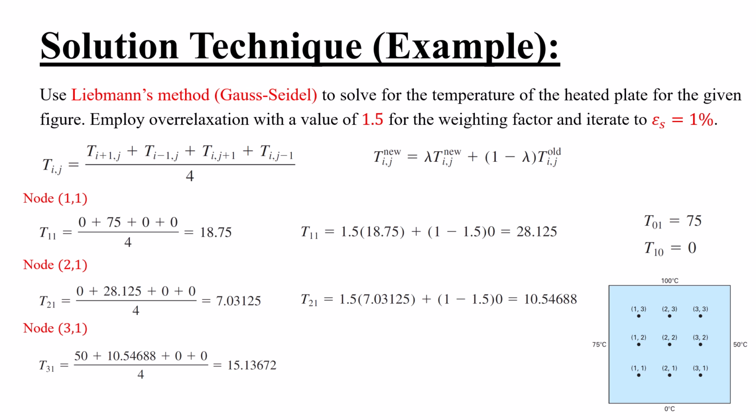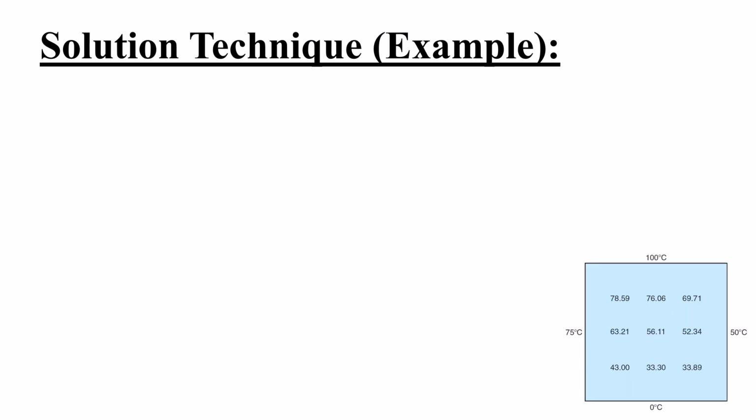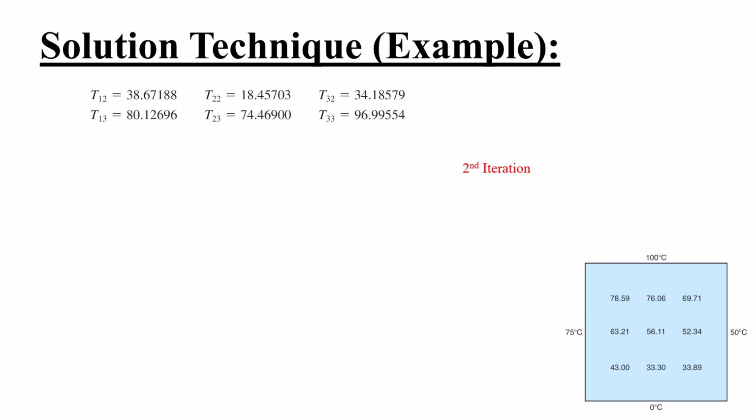We have 3 by 3, 9 nodes here. When we do that, we come up with these values. These are the node values that we calculate using this formula. Now we move to the next iteration. Now we have the values of these nodes, and we use these node values to calculate the new values, and so on. So this is the main idea.